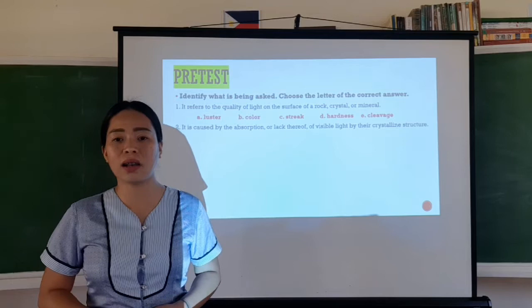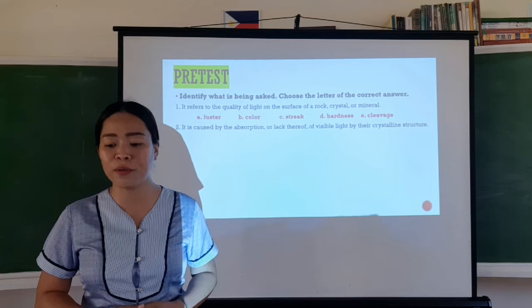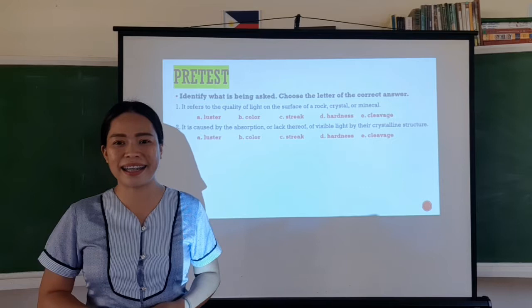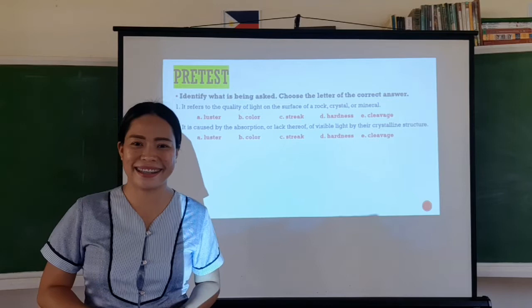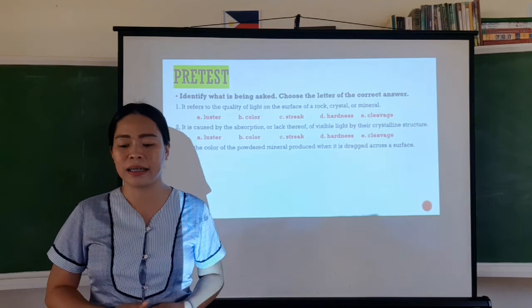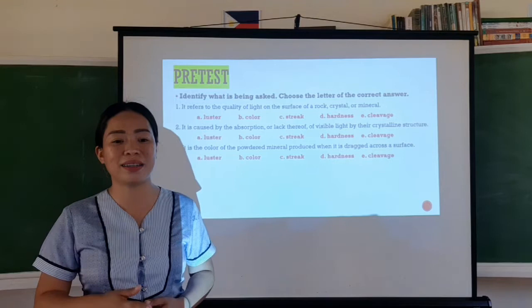Number 2. It is caused by the absorption or lack thereof of visible light by their crystalline structure. Letter A, same options: luster, B, color, C, streak, D, hardness, or E, cleavage. Number 3. It is the color of the powdered mineral produced when it is dragged across a surface. Same options. Please write your answer.